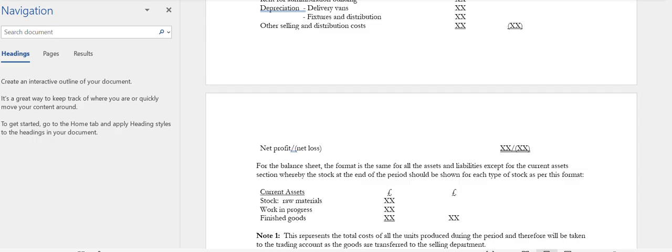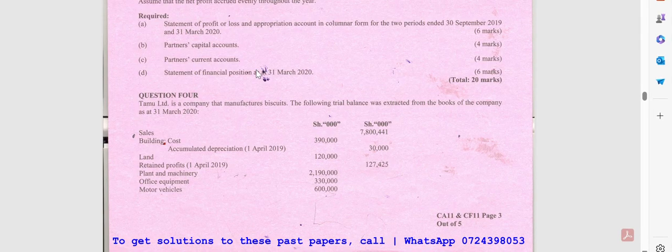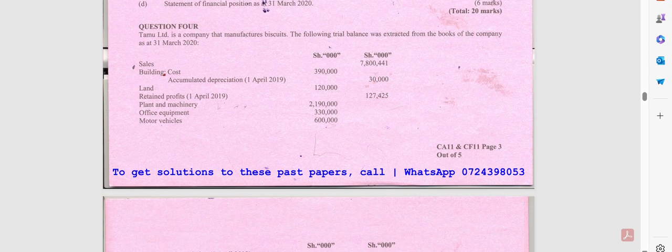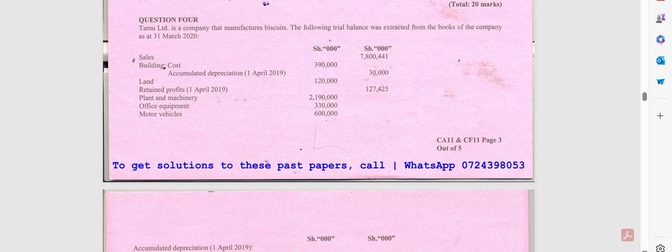I want us to go to the past paper, the November sitting, this November sitting 2020, question 4. So I'm going to read the question. It says Term Limited is a company that manufactures biscuits. The following trial balance was extracted from the books of the company as at 31st March 2020.